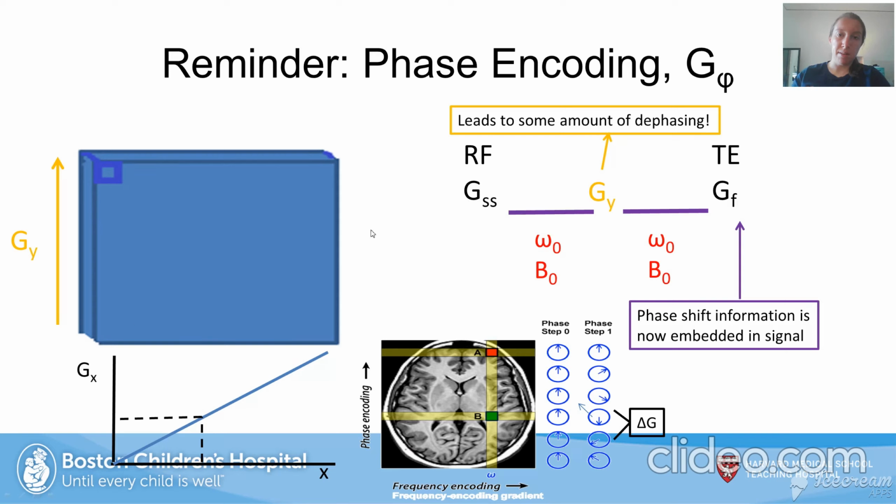The second part is incorporating the phase encode. After you've done your slice selection, so your RF pulse slice selection, you wait a little bit, and then you start to apply a gradient that's perpendicular to both the slice and the frequency encoding, and this will lead to some amount of dephasing. This information gets embedded into the received signal, and that will give you a better indication as to which row that signal will appear in this image.